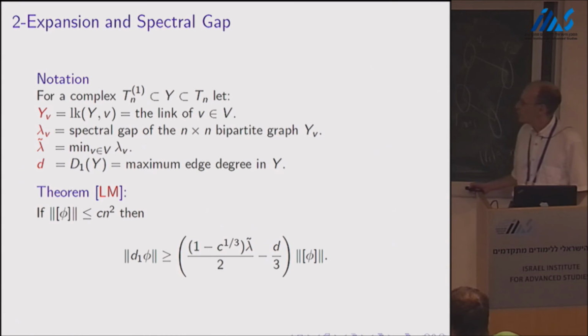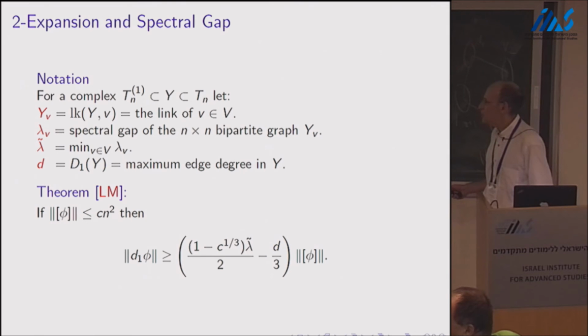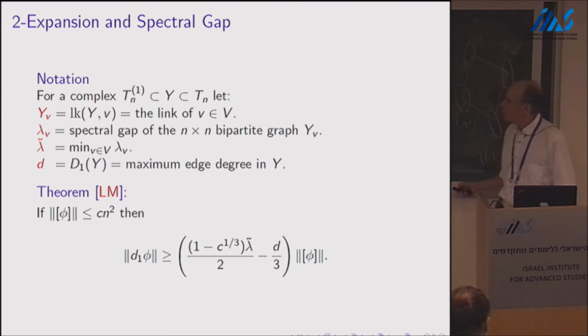So the norm of d1 of phi over the cosystolic norm is positive. And then using some estimates, if C is small enough and the vertex links are good enough expanders, then we get that this is positive. So this would be around D. We'll have D over 2 minus D over 3, which is positive, and then we are okay. So this is one ingredient.